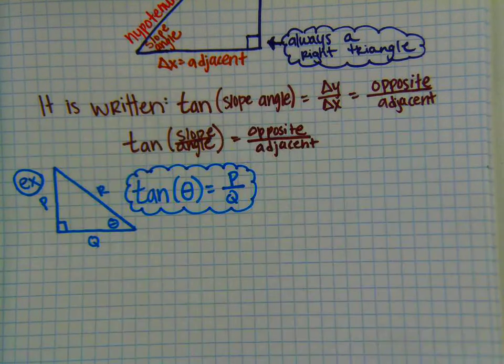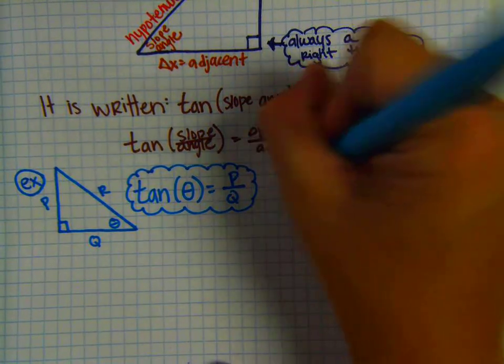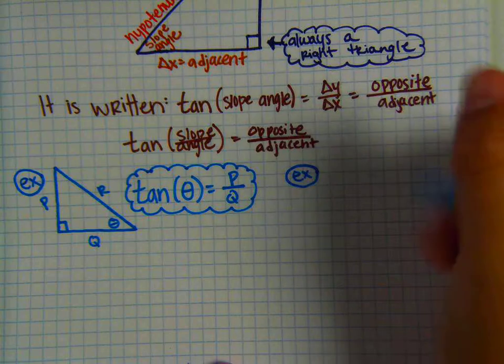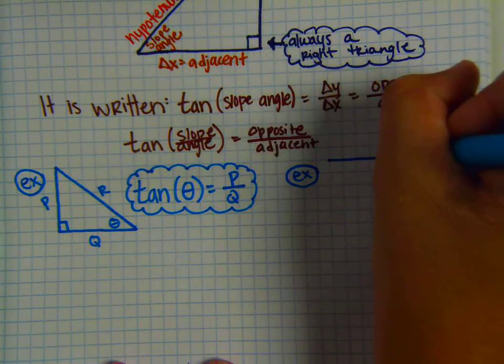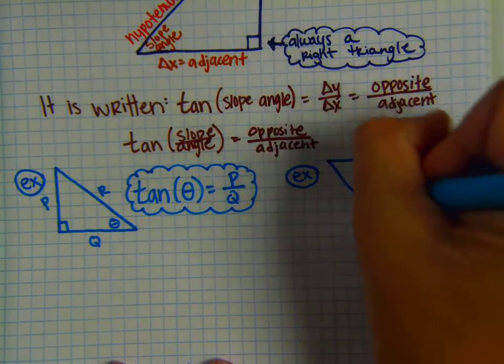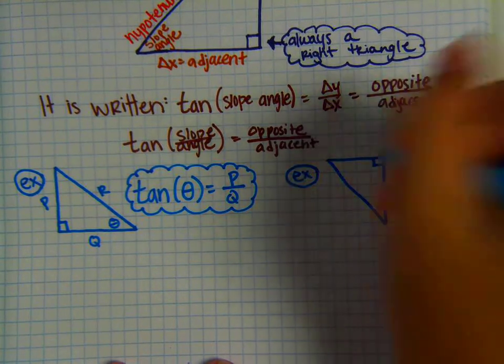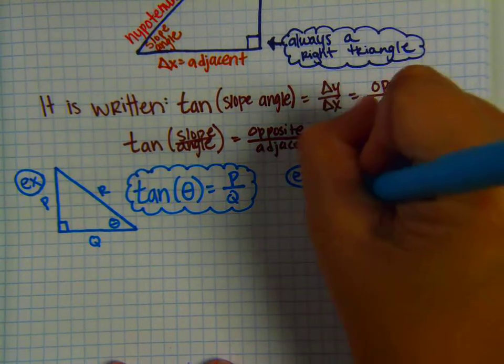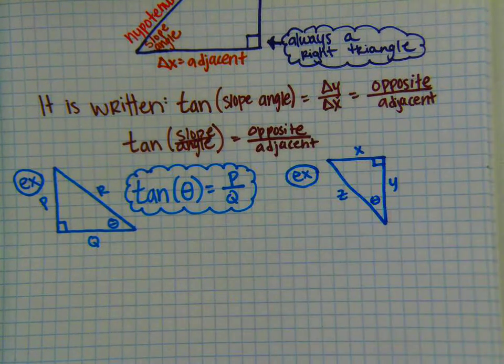Okay, that's just how to set it up. Tangent of theta equals P over Q. Why isn't it R? R is the hypotenuse because it's across from that right angle. Okay? All right, I want you to try this one. Write your tangent ratio.